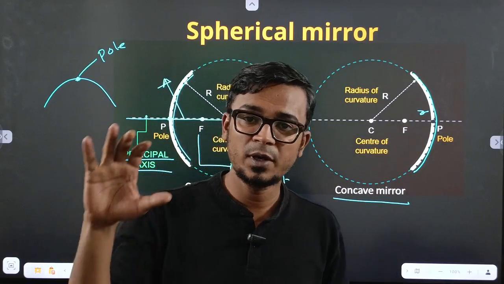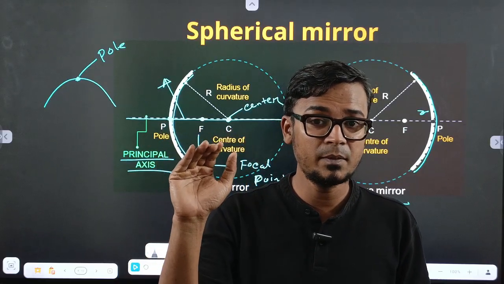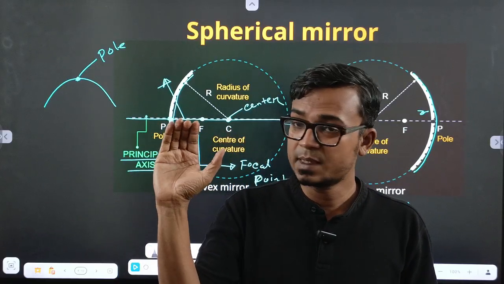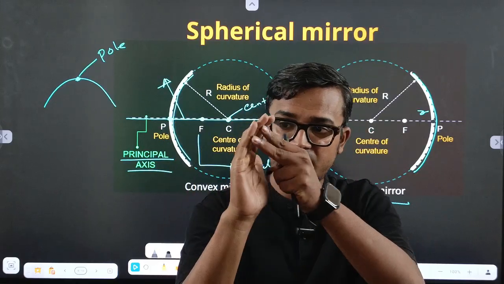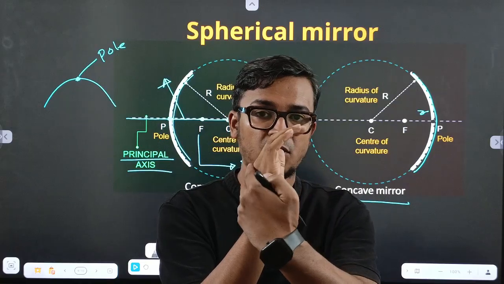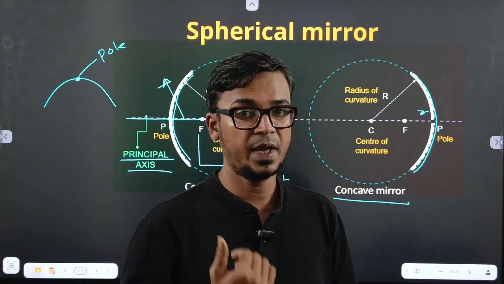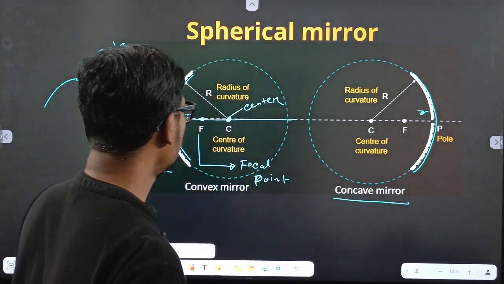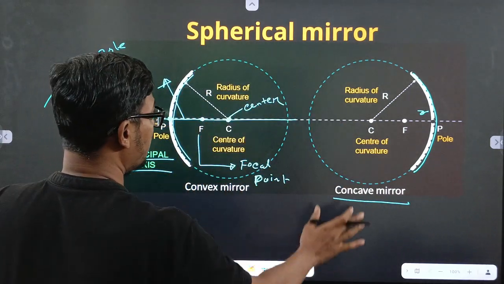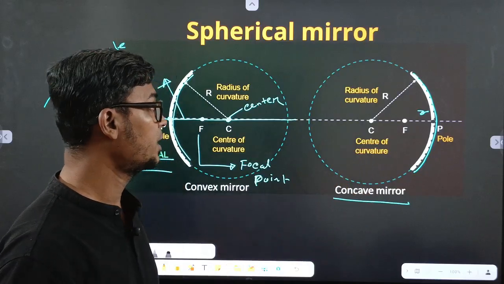As for example, concave, cave, that is, we can see the cave in the hill. This is like a cave, so this mirror will be called concave, and when it is the front side of this, then this mirror will be called a convex mirror. Okay, so these are the simple diagrams of convex and concave mirrors.